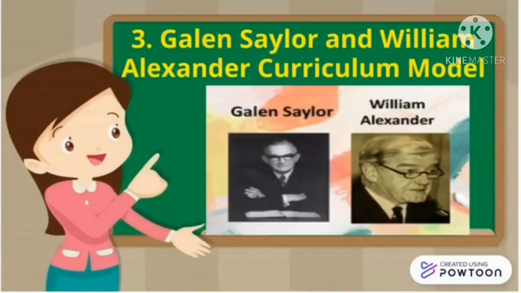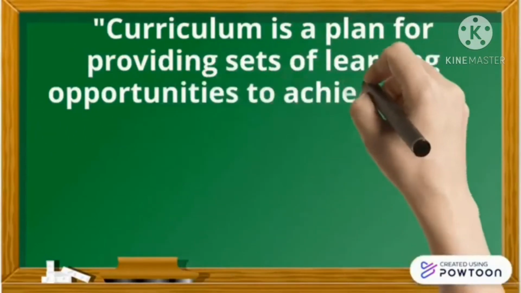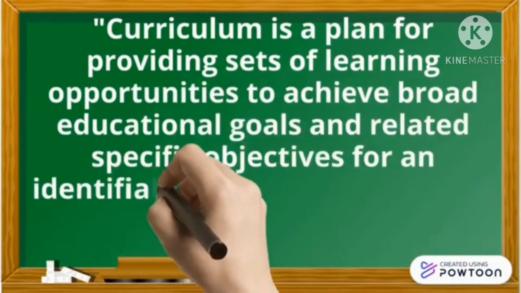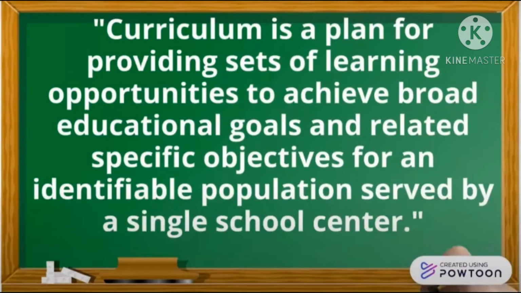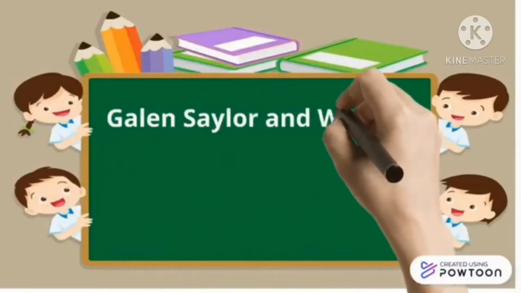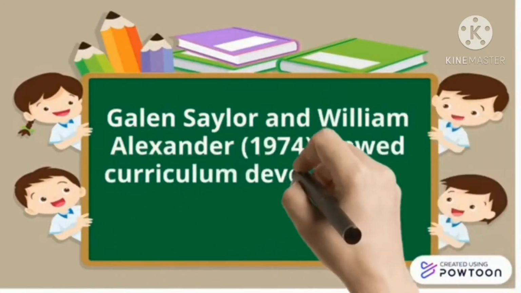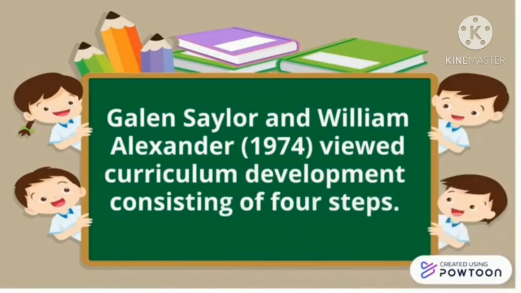Now, for the third model, which is Galen Saylor and William Alexander Curriculum Model, they said that curriculum is a plan for providing sets of learning opportunities to achieve broad educational goals and related specific objectives for an identifiable population served by a single school center. Galen Saylor and William Alexander, 1974, viewed curriculum development as consisting of 4 steps.